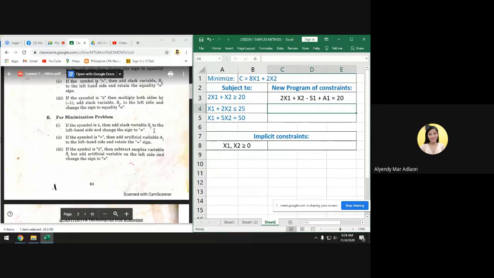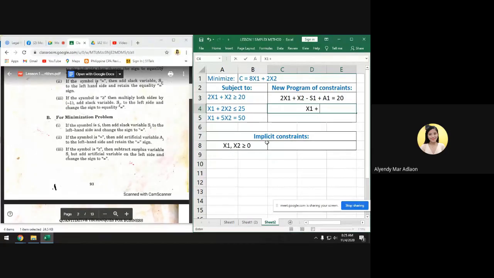Next, for the second constraint, we use the less than or equal to. So that is the first one here in the rule. So we will follow the first rule: if the symbol is less than or equal to, then add a slack variable to the left-hand side and change the sign to equal sign. So dali ra, no? Igo ra ka mag-add og slack variable. So how do we do that?